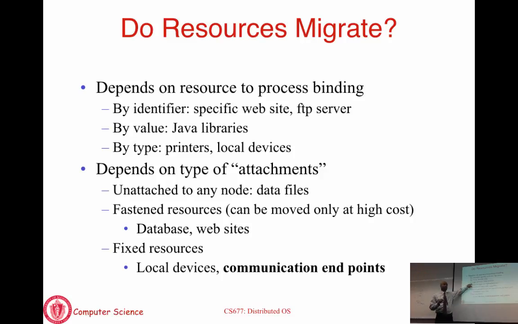And the third one is resources by type. This is the weakest binding, in some sense. A printer is an example of this kind of resource. The process wants to print to a printer. It doesn't care. Maybe it wants to print to a color printer. It doesn't care if it's an HP printer or a Canon printer. You just want to print. So there is even more leeway in what is substituted. You don't even need exactly the same model. So long as you can print, you are happy. The process is happy that it fulfilled whatever it was trying to do.